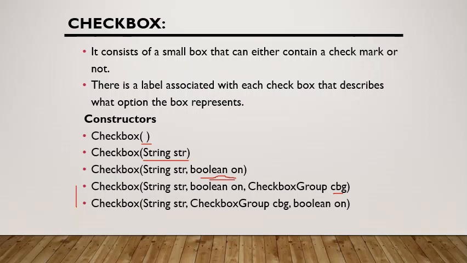But if you want to create a radio button, then either the 4th or 5th constructor you can use for radio button. Okay, so for that you will have to create one group, and in that group you keep on adding the checkboxes. Okay, so along with the checkbox, that is string, whether you want to keep it selected or not, that is true or false, and which group it belongs to. So prior to creating the checkbox object, you will have to create checkbox group object.